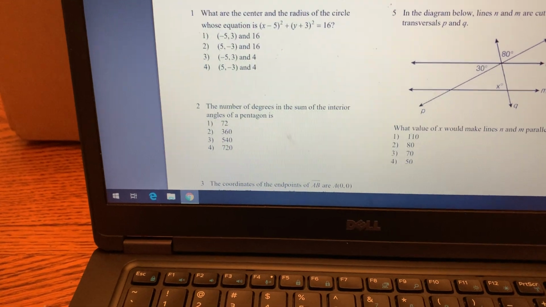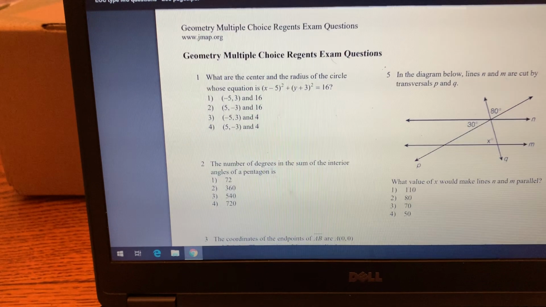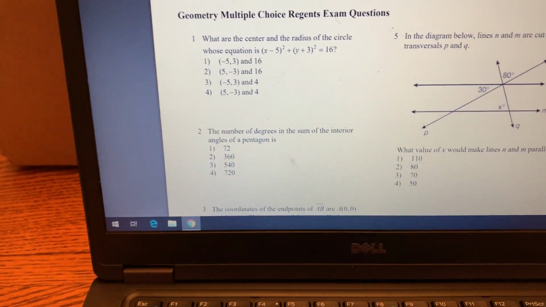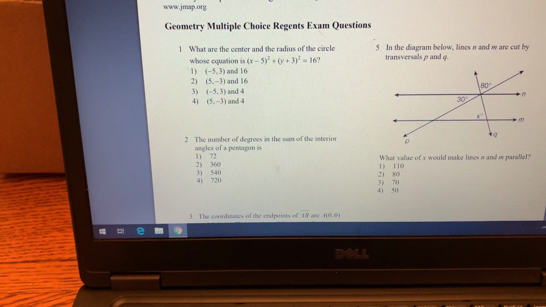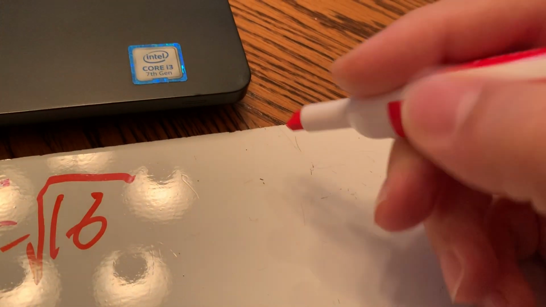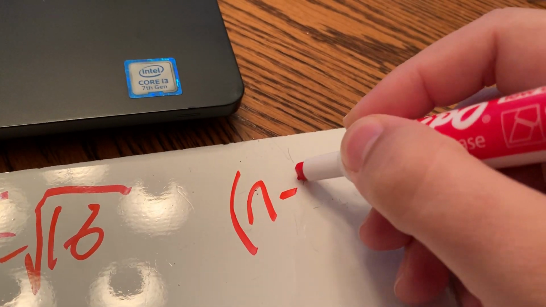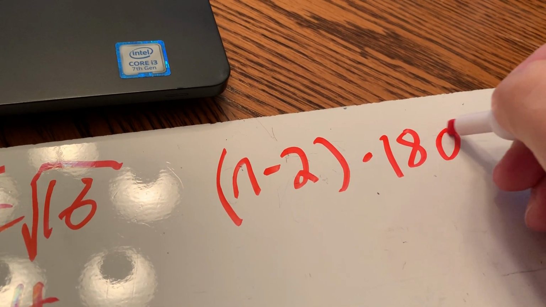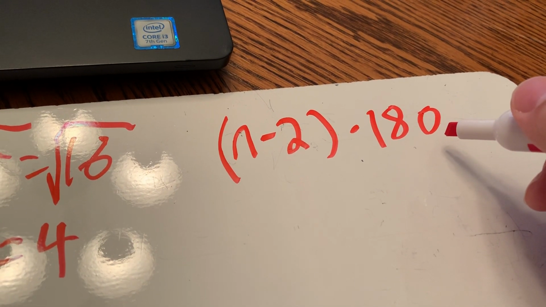What actually happens is every additional angle you add to a shape, the number of total degrees of the angles inside, so you measure the angles as they open up inside the shape, is increased by 180. There is a formula for that, which is (n minus 2) times 180. So this is going to give us the total number of degrees of the interior angles.